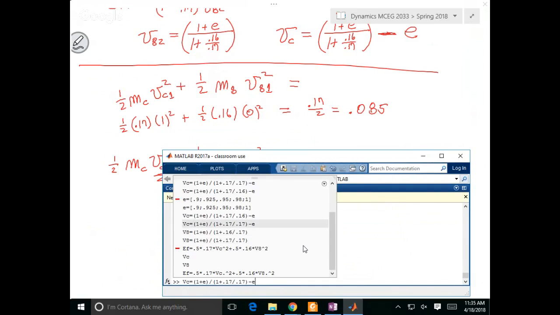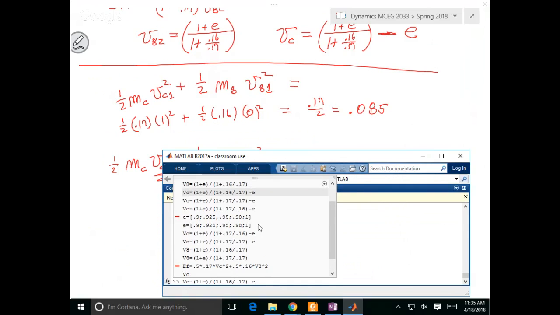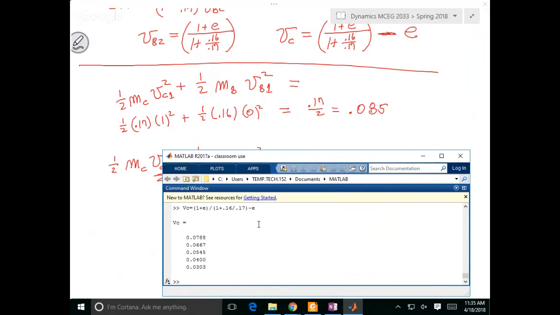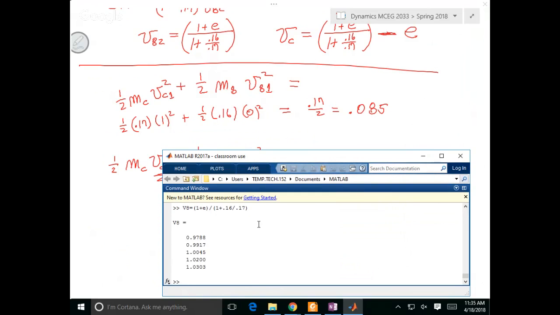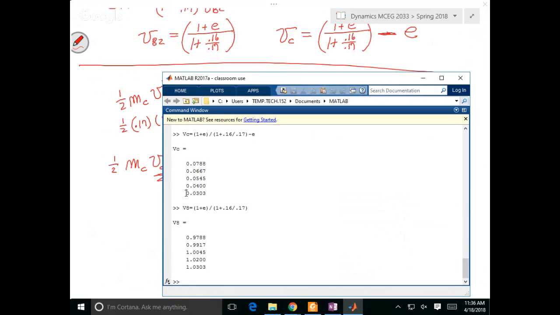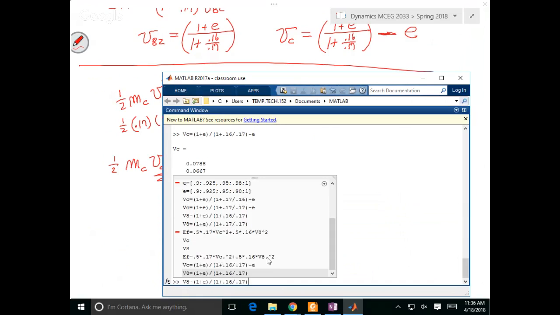Because before, here's VC. I have to make sure I've got the right equation. VC is 0.16 over 0.17. Let me make sure. Okay, there is the correct VC. Is that the correct V8? Okay, so the VC, the cue ball, if it's a perfect impact, it's like dripping down the table real slow. This one's going faster. Now let me go look at the energy.